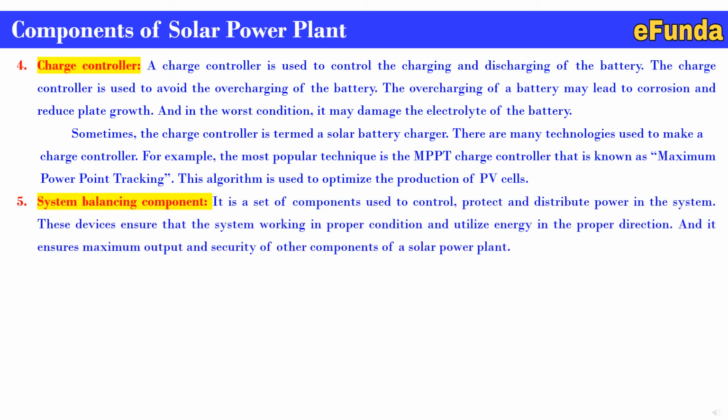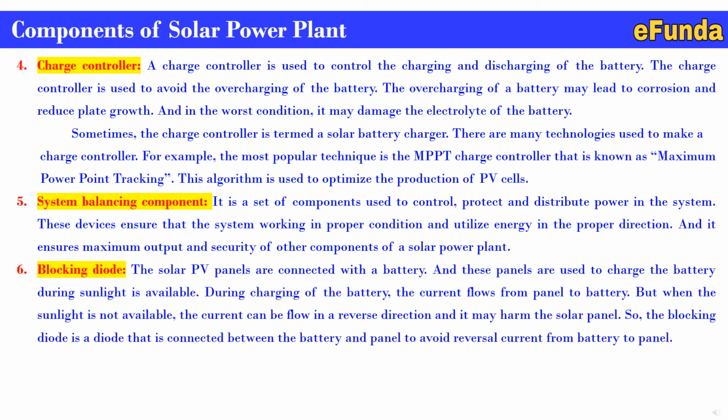Fifth, system balancing components. It is a set of components used to control, protect and distribute power in the system. These devices ensure that the system is working in a proper condition and utilizes energy in a proper direction, and it ensures maximum output and security of the components of the solar power plant.